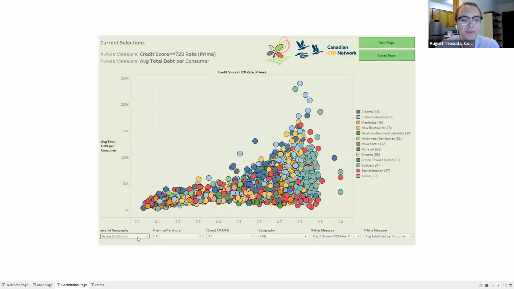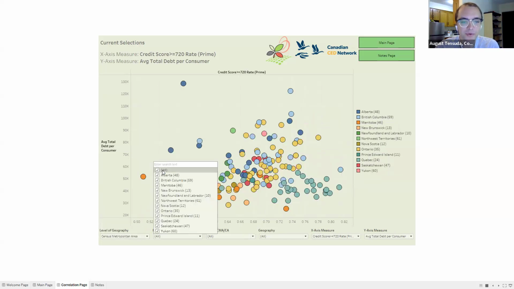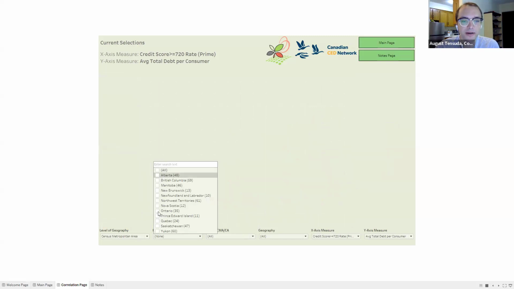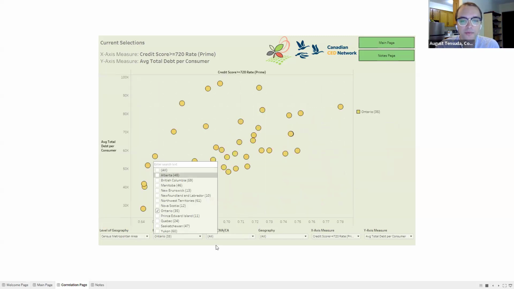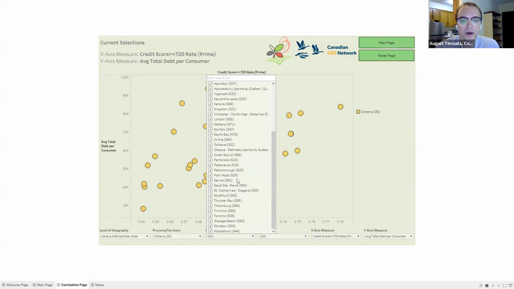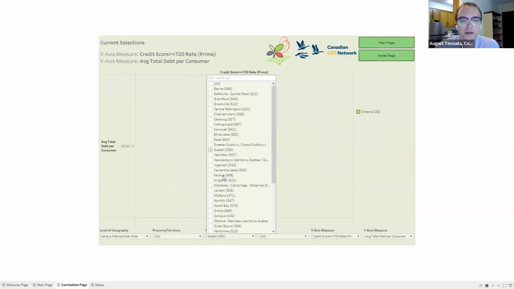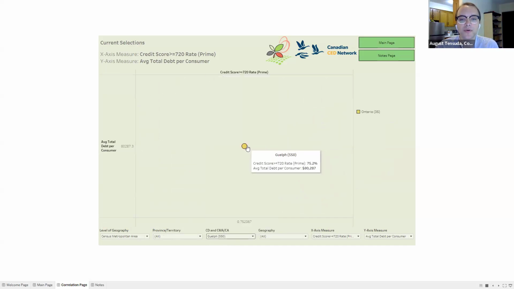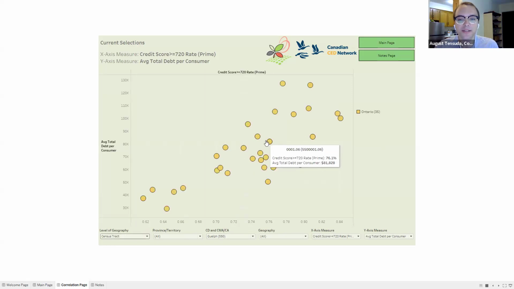So if we want, we can start by going to CMA, and then we're going to select Ontario to just see Ontario CMAs. And then we are going to select the CMA of Guelph, which is where I live. And now that we have this selected, so all we did was select our CMA. Now I'm going to switch this to census tract, and you'll see that all the census tracts within that CMA are still here now.